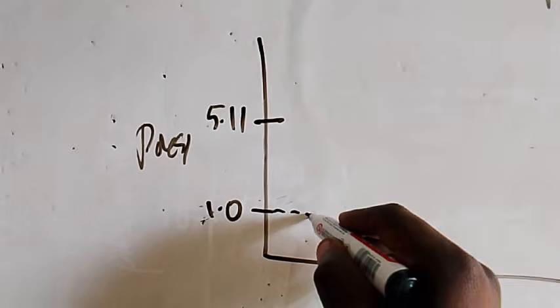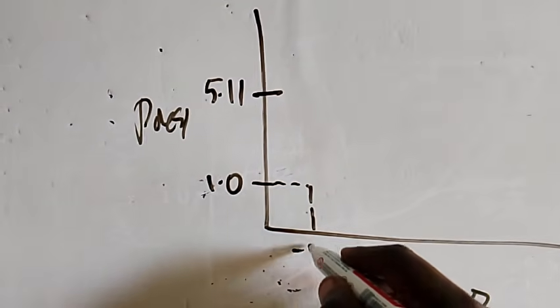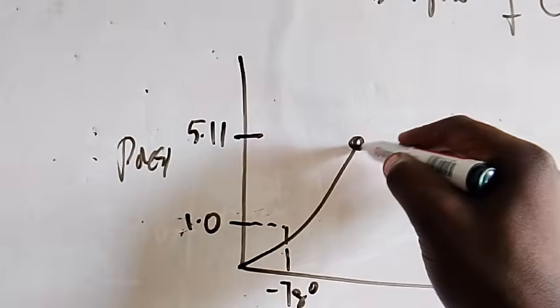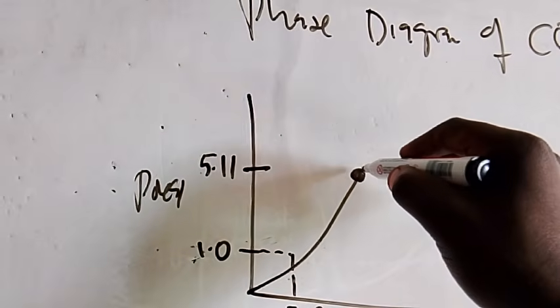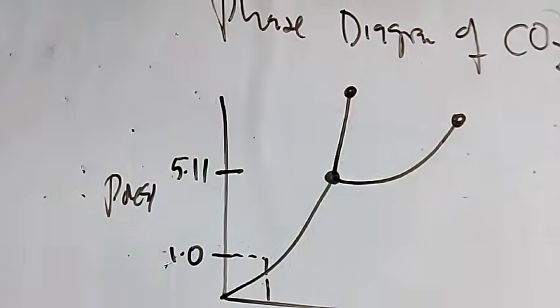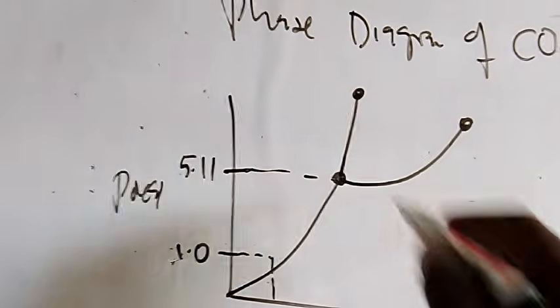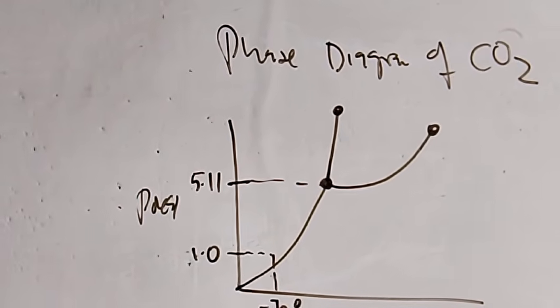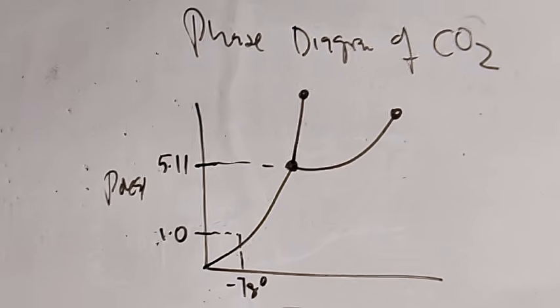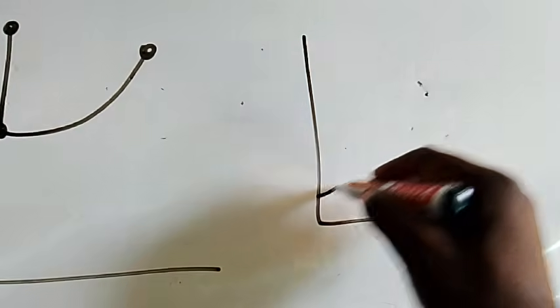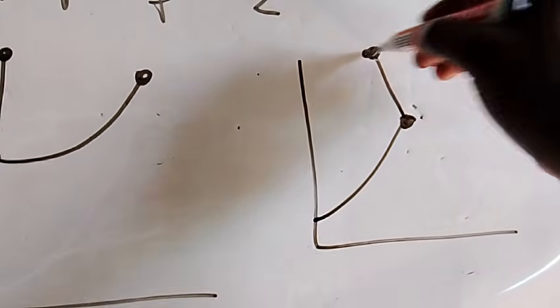Then we have negative 78 degrees Celsius there. Okay, then it goes like this. So this is the triple point. It looks like this. Then the other point that we didn't mention for the first diagram of water is the position of the solid liquid line.